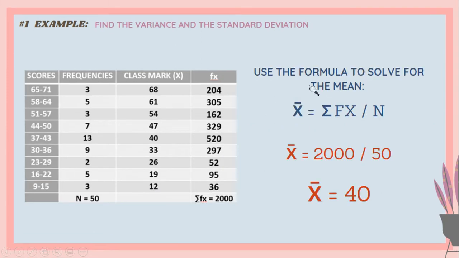And then after finding it, we need to find the mean. So this is the formula for mean: sum of fx divided by sum of frequencies, which is n. So we just need to substitute 2000, the sum of fx, and the sum of frequencies, which is 50. So 2000 divided by 50 is equal to 40. So this is our mean. We will need it later.